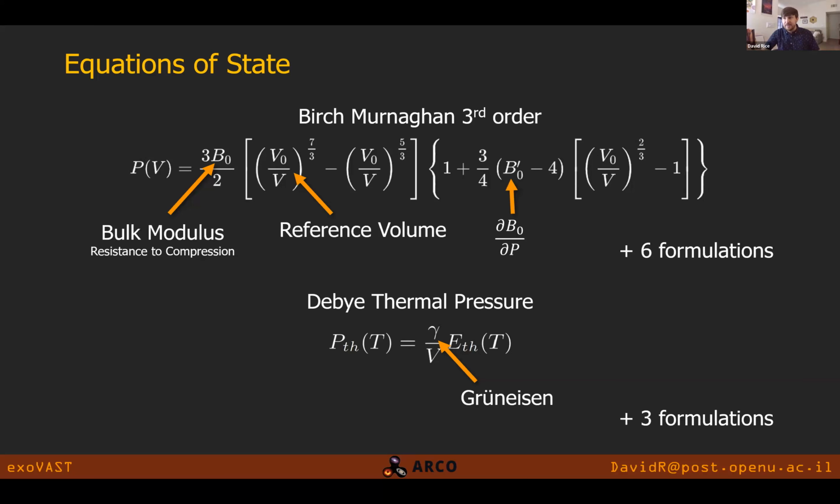And we have 6 different formulations for these equations of state. So all these different fitting formulas of how these materials respond to pressure, and also how these materials respond to temperature. So this is a Debye thermal pressure determined by the Grüneisen parameter. And we have 3 different formulations for the temperature of these materials. So that was a super fast explanation of what MAGRATHEA does.